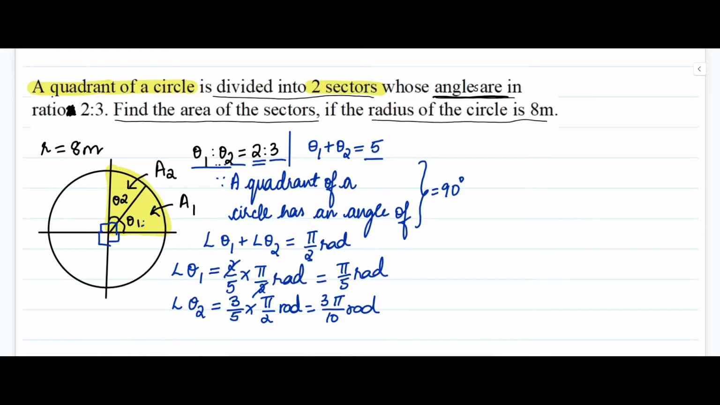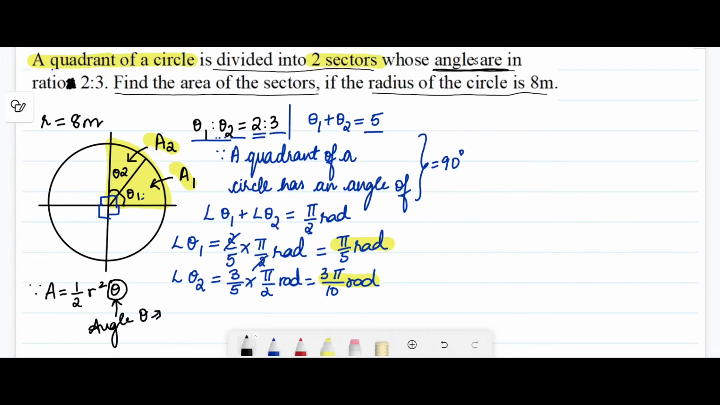So now we have the value of theta 1 and theta 2. Next, we have to find out the area of sector 1 and sector 2. The standard formula for finding out the area of a sector is half r square theta. In this formula, the angle theta is always in radians. We have the value of r, which they've already given in the question as 8 meters, and the value of angle theta for both the sectors. That is, theta 1 is equal to pi by 5 radians and theta 2 is equal to 3 pi by 10 radians. So we can easily use this formula to find out the area of both the sectors.